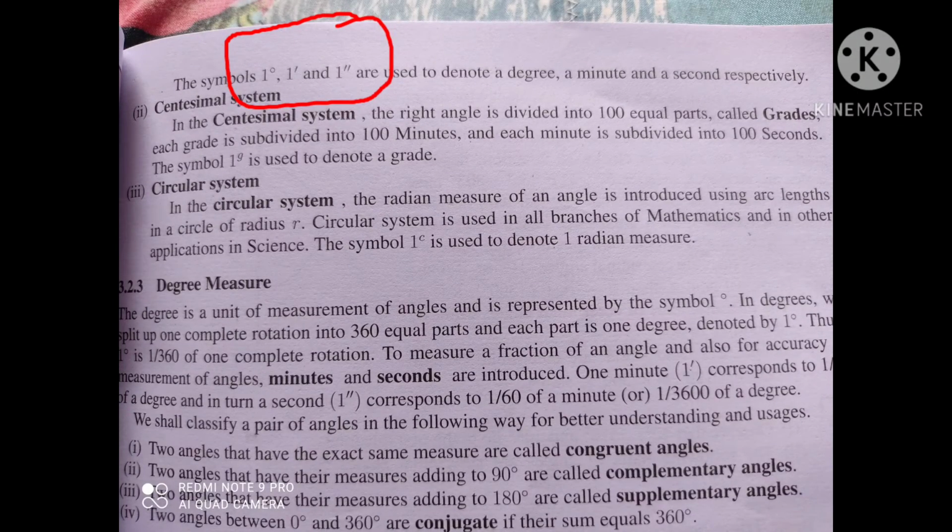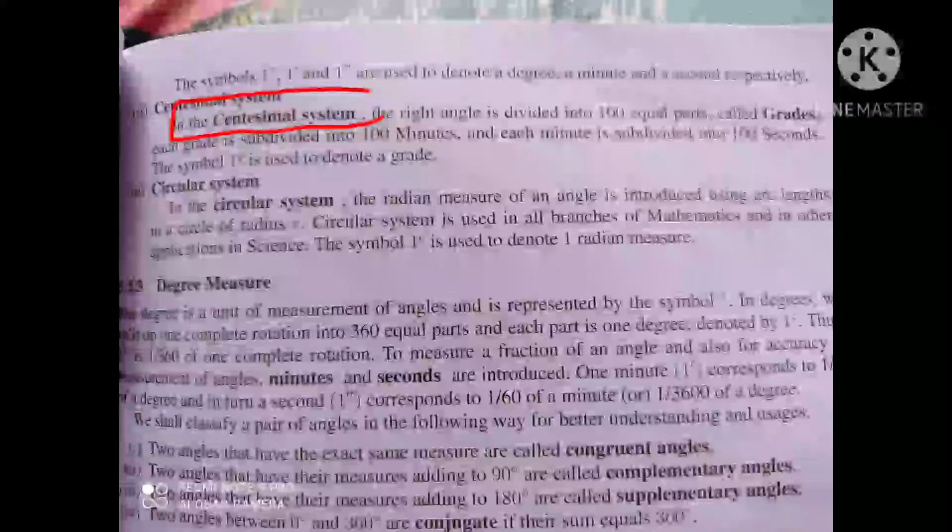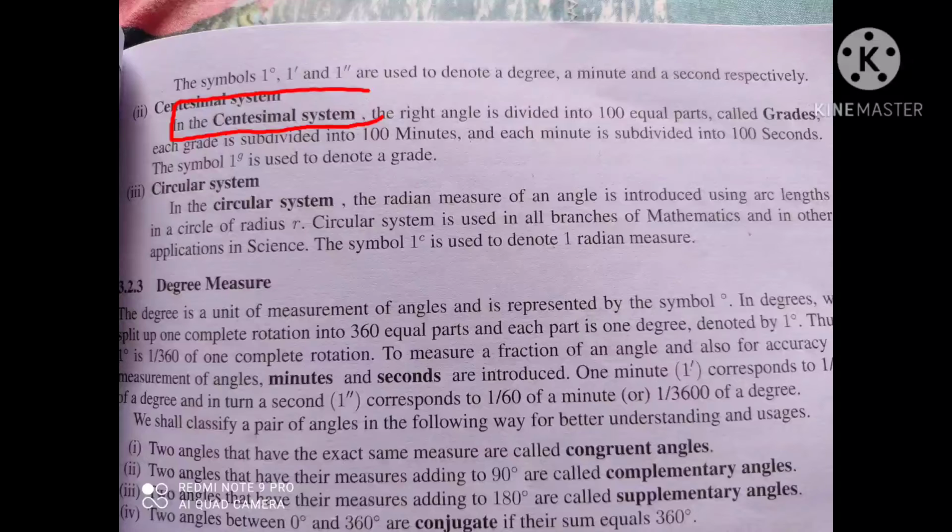Okay. Then next one is centesimal system. Centesimal: a right angle is divided into 100 equal parts called grades. Each grade is divided into 100 minutes and each minute is subdivided into 100 seconds. The symbol 1G is used to denote a grade.